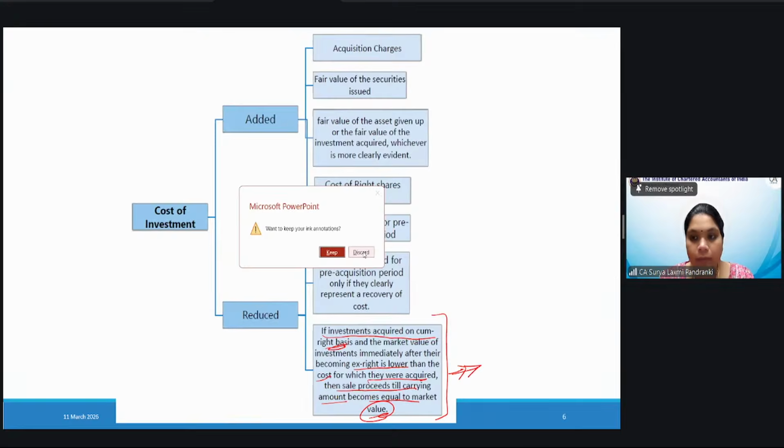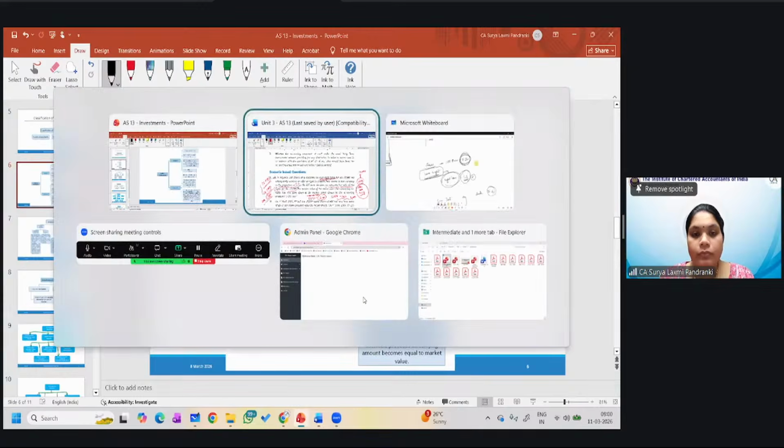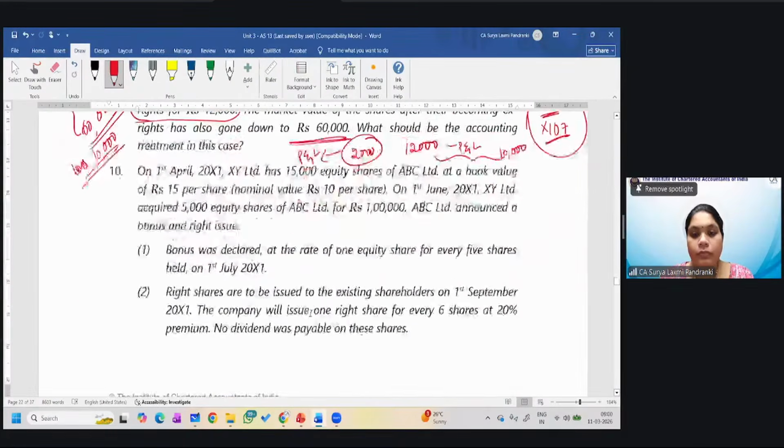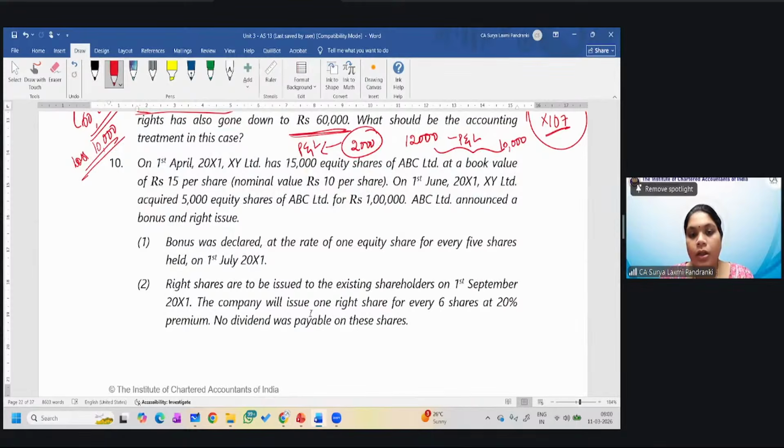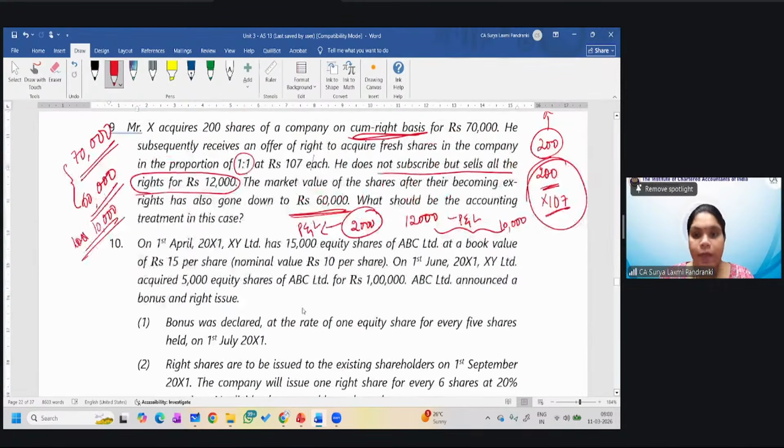Ma'am, so basically cum right is before the right shares and ex right is after the right shares? After the right shares, yes. After the right shares, the value now is only 60,000. It will come down because few people will exercise the option, few people will not, and few people will sell the right to someone. I can't say it will always come down. So ups and downs happen. Accordingly the price will increase sometimes, sometimes it will decrease. If it is decreasing, then you have to record that decrease into your P&L statement.